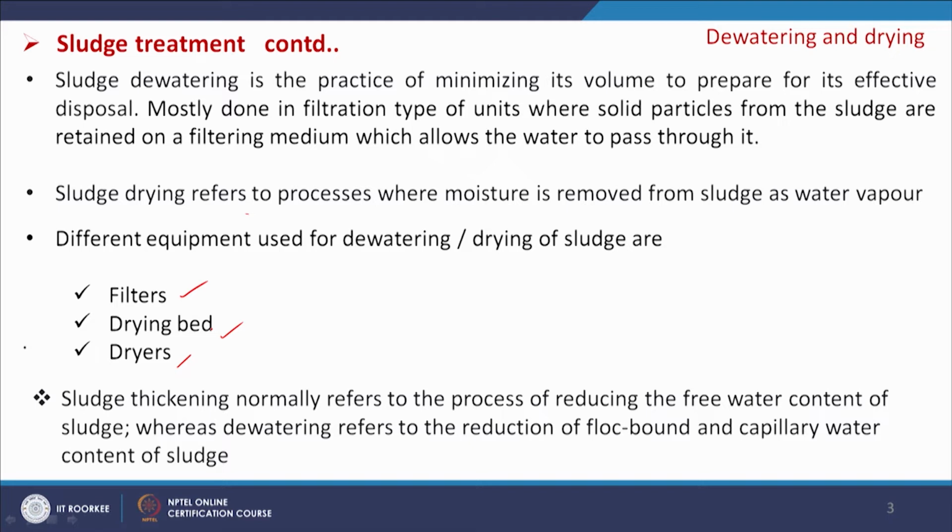One similar term we have seen in our previous classes is thickening. Sludge thickening also deals with the removal of moisture content, but sludge thickening normally refers to the process of reducing the free water content of sludge, whereas dewatering refers to the reduction of floc bound and capillary water content of sludge. So, this is the basic difference between the thickening and the dewatering process.